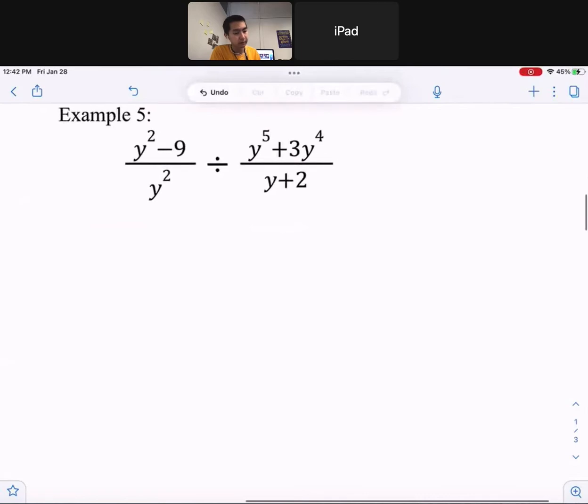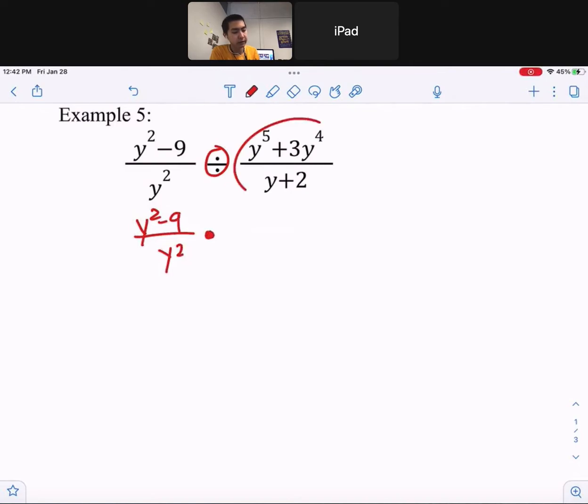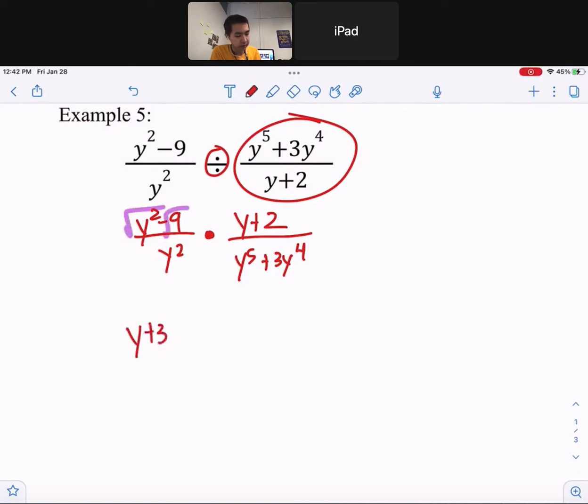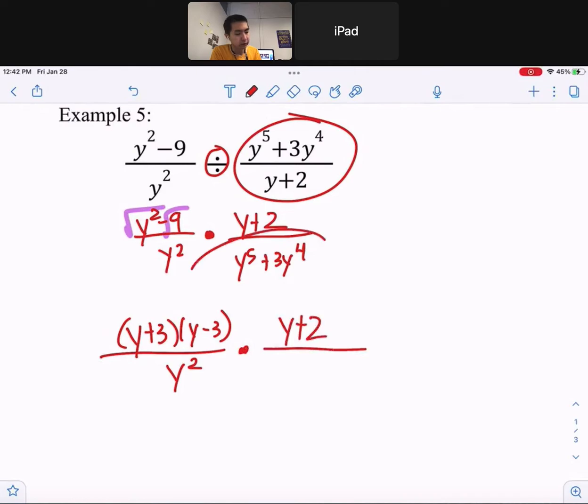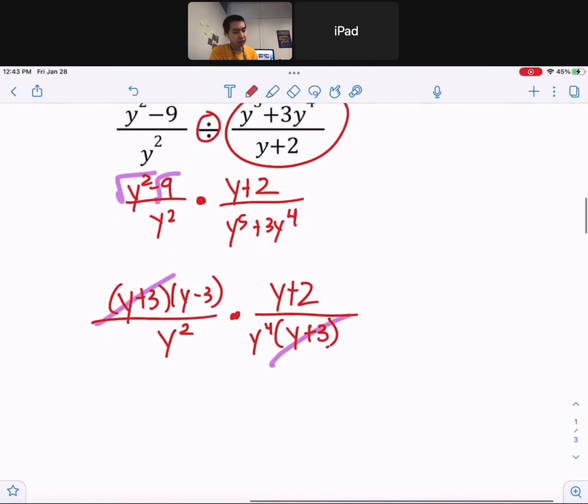Example 5. Again, we got another division, right? So we need to change that. So rewrite everything, but now change it to multiplication, and you guys flip that. Take the reciprocal, right? And now it's multiplication, so let's now factor each numerator and denominator if we can. Difference of squares. So we get y plus 3 times y minus 3 all over y squared times y plus 2 all over, you guys can factor out 4 y's from each one. So y to the 4th, take away 4 y's from there, y, take away 4 y's from there, no more, so just the plus 3. Cancel what you guys can from top and bottom, which is just y plus 3.